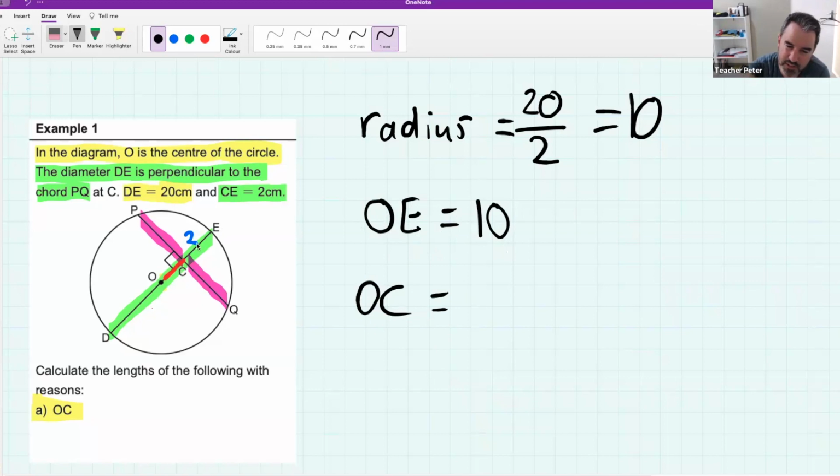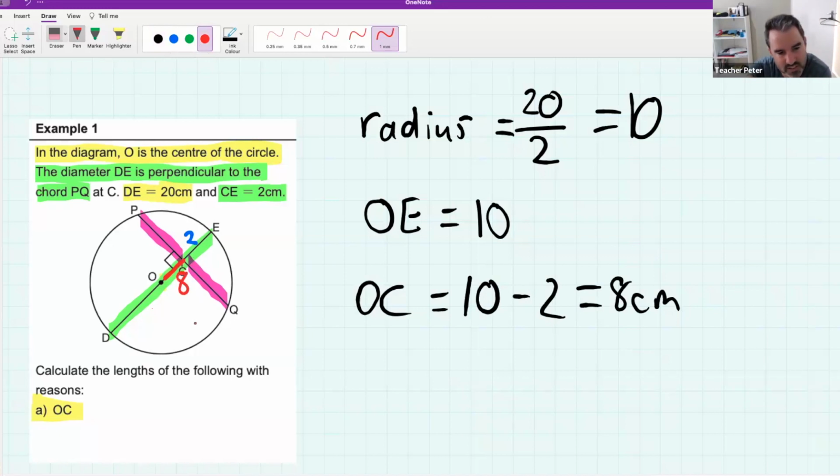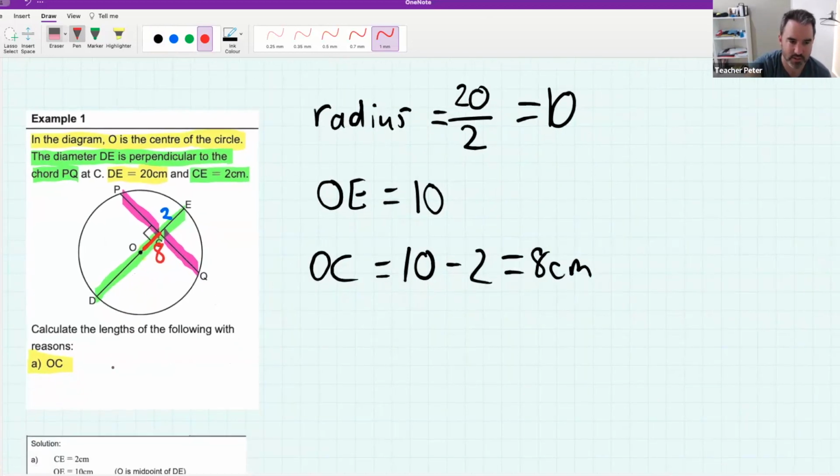So I know the picture is a little bit dramatic, but if OE is 10 and CE is 2, then OC must be 10 minus 2, which is 8 centimeters. So this bit over here, I know it looks weird, must be 8 centimeters. Okay, so OC is 8 centimeters.